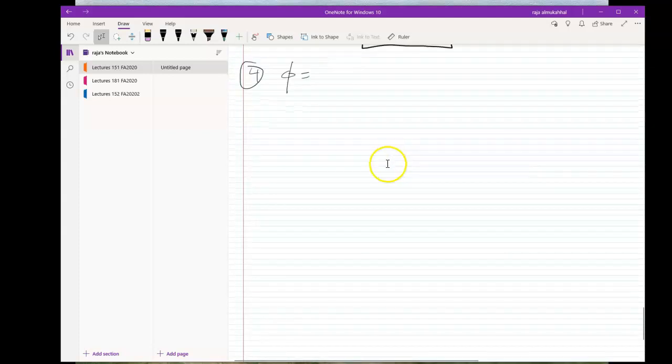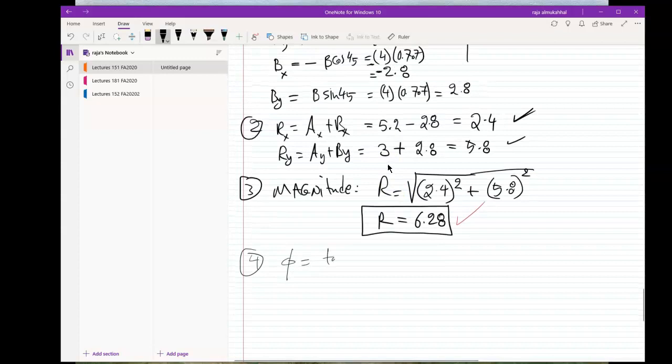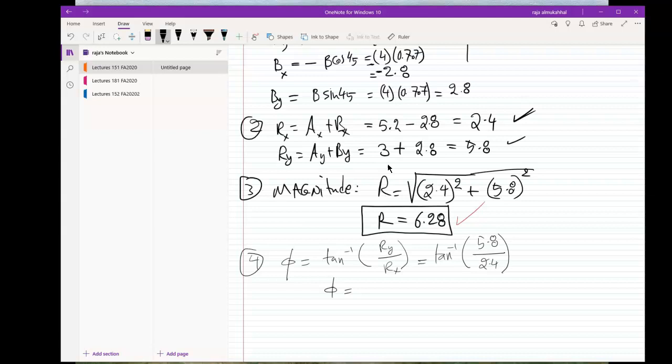So that will be tan inverse ry over rx. I already got it. Ry is 5.8, correct? Divided by rx, which is 2.4, and then I will use my calculator to find that angle. And by the way, that angle will automatically be with respect to the x-axis, not the y-axis. So you can rest assured this is with respect to the x-axis.